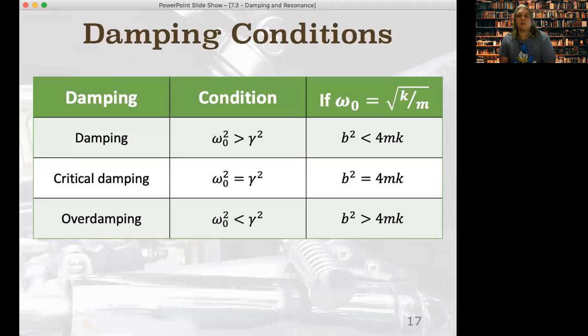And this is just a table that shows those damping conditions. The ones in the center are the ones I just talked about, but remembering the definition for omega naught for a mass spring system, and remembering the definition for gamma, we can actually rearrange those to put them in terms of B, the damping coefficient for any specific system, and that can sometimes be a more useful format to look at the damping conditions.